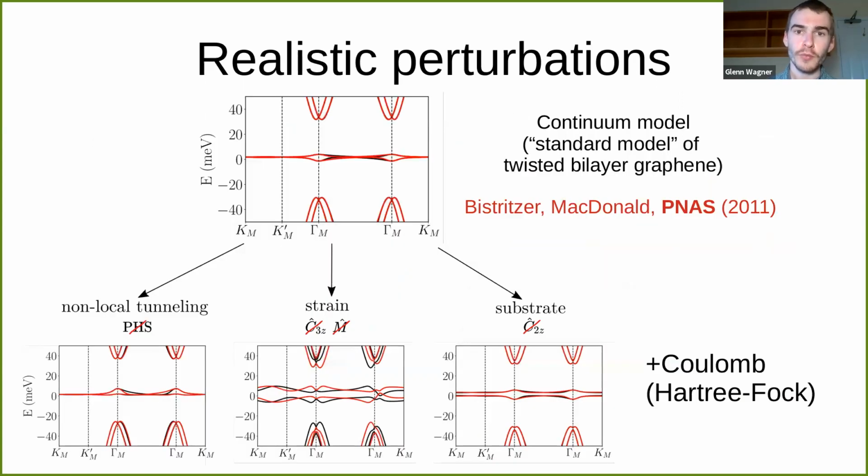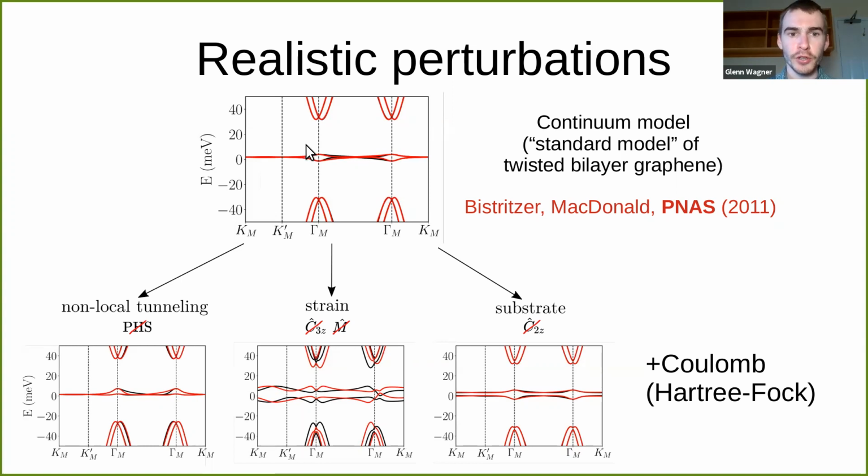So to solve this problem, we start off with the standard model of twisted bilayer graphene, which is the so-called continuum model, which gives you a band structure that looks something like this, where you see these extremely flat bands. And most of the interesting physics is happening in these flat bands. And of course, correlation physics is going to be important when you have flat bands because the kinetic energy is small compared to the interaction energy.